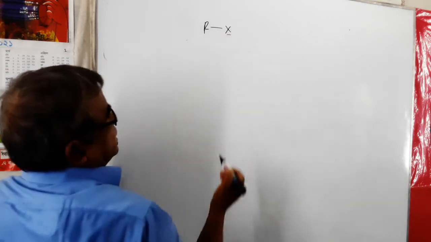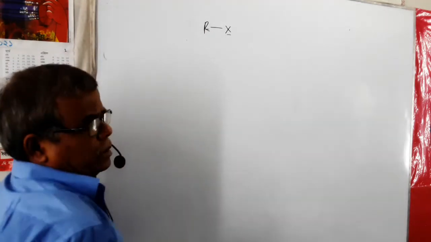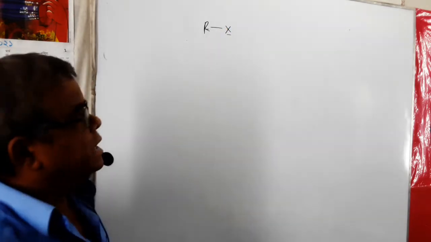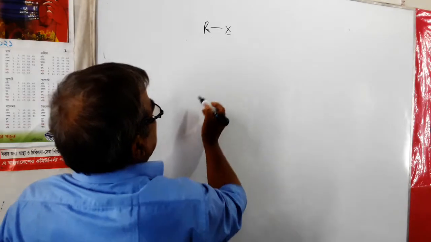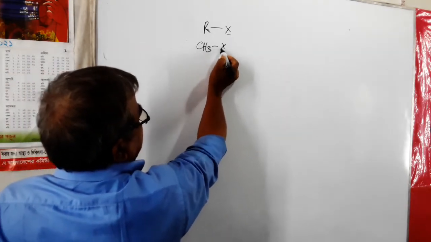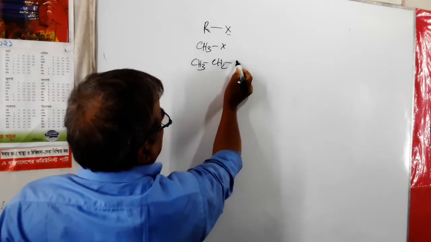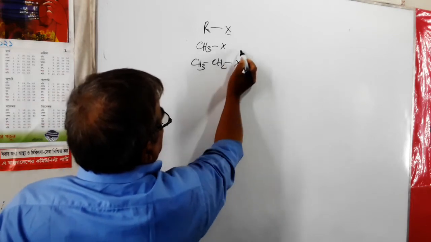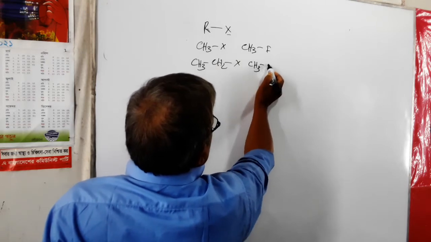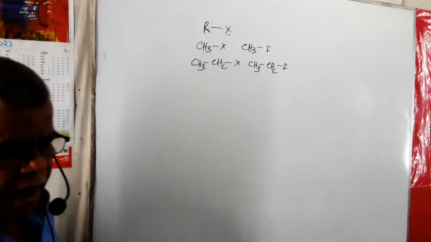The electronegativity of X, that is halogen, is greater than the electronegativity of carbon. That is, the electronegativity of halogen is greater than carbon. This alkyl halide may be methyl halide, ethyl halide, or maybe methyl iodide, ethyl iodide. These are all alkyl halides.